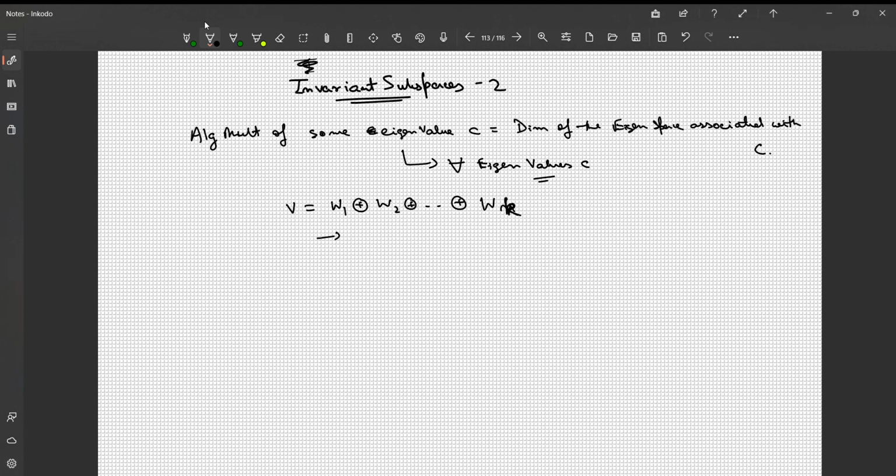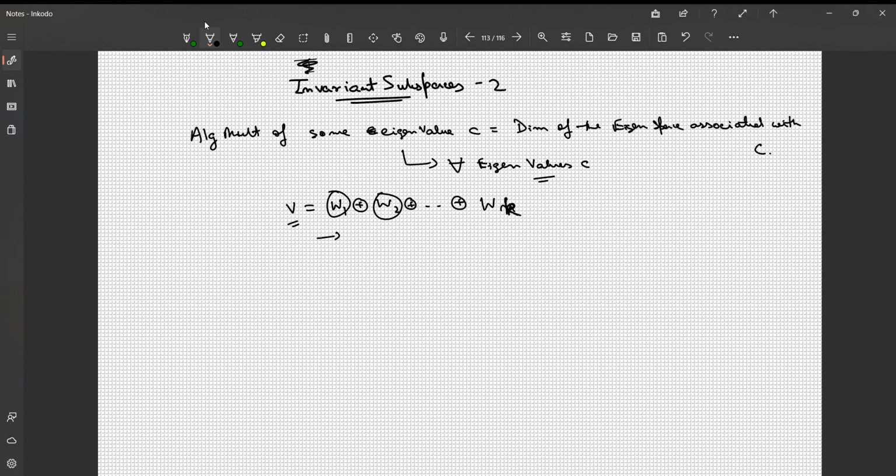And from here we had the fact that if I choose the basis elements from each Wi, then we will be able to form a basis of V, and that basis of V will serve us to form the matrix representation of the linear operator which we are working with, and the matrix will be a diagonal matrix. So this was a point of view we had in some previous lecture where we discussed these things.